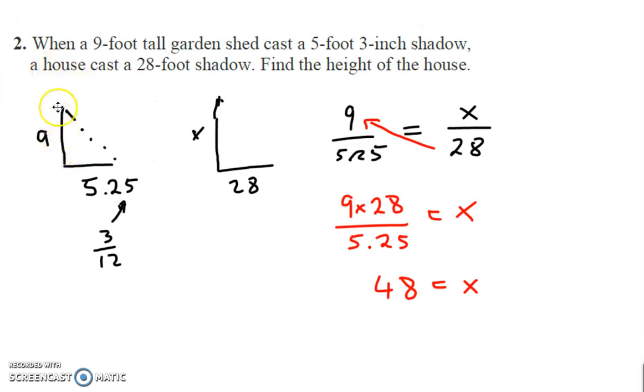Number 2, we've got a 9-foot tall shed and a 5'3" shadow. That's 5.25, 3/12. And then we don't know how tall the house is, but it has a 28-foot shadow. So we set up a proportion, cross multiply, x is 48.